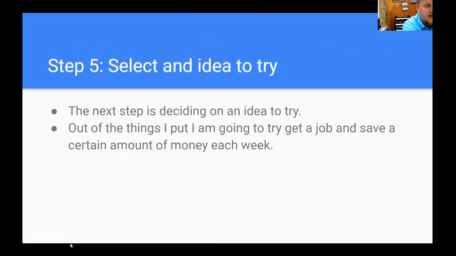Step 5, select an idea to try. So out of all the things you put, maybe you put 10, maybe you put 4, this is where you decide what you're going to try. So with the homework, I said, I'm going to cut TV out. So now I'm going to set that, and I'm going to try and see how it helps me, if I get more homework done at night, if I don't, things like that. That's what you're going to do on step 5.